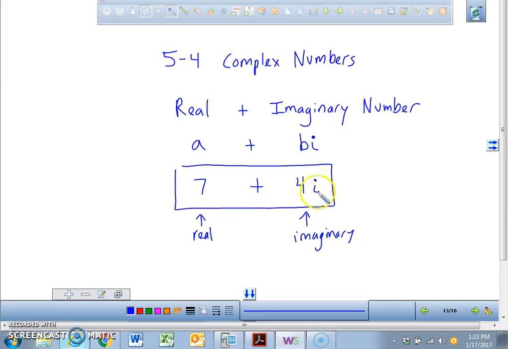Whenever you deal with this letter I, we've got to figure out where the letter I came from. Okay? So, what I'm going to do is scroll down here, if my board will let me. There we go. All right. I'm just going to do the page.